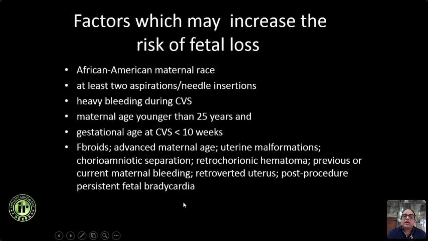At most other times, a uterine malformation can also increase the risk of a complication. If the mother has had a bleed in the immediate past week, then it may be better that you delay the procedure. And of course, if there is fetal bradycardia, then we don't do the procedure, but we delay it by 1 week.